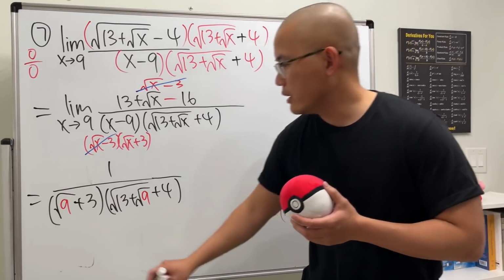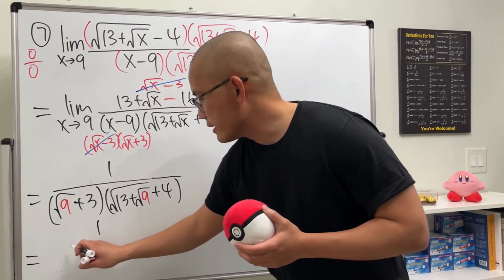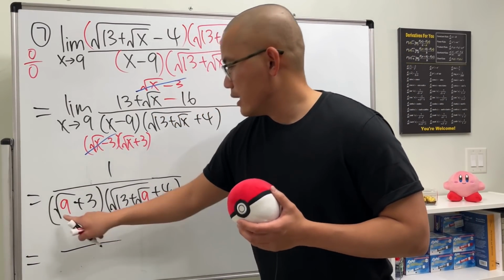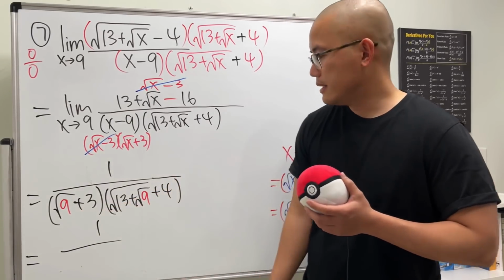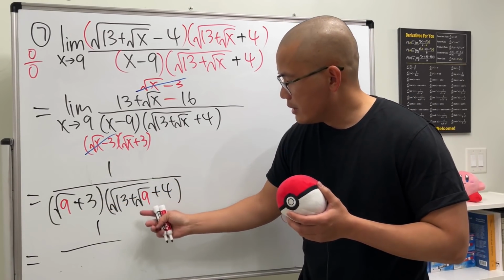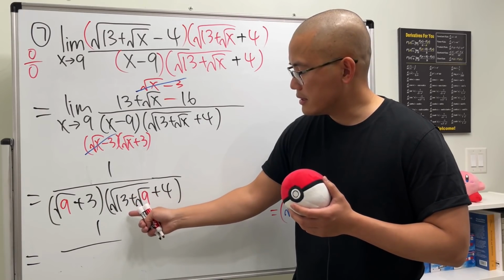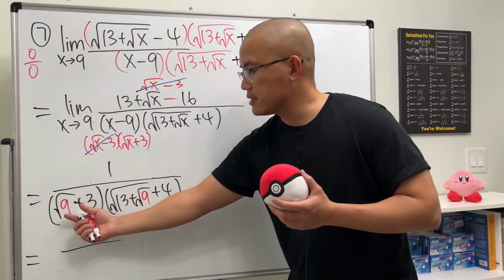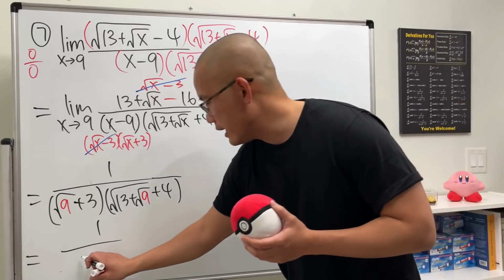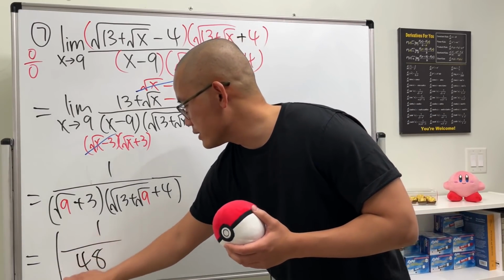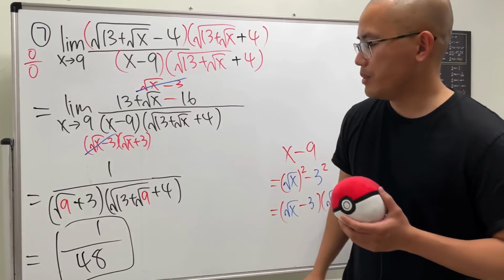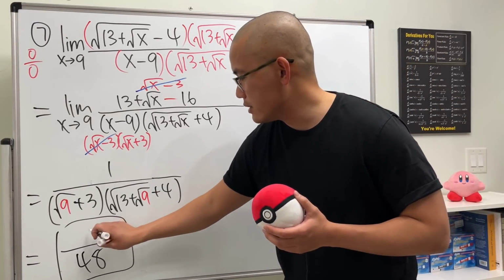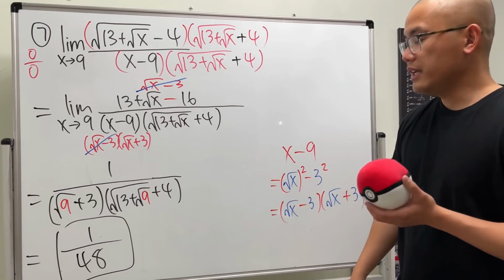Okay, let's see what we can have. 1 on the top over. This is 6. This is 3 plus 13 is 16. Square root of that is 4. So 4 plus 4 is 8. So we have 6 times 8, which is 48. And of course, that's just computation and you should be able to work that out. But the final answer is just 1 over 48.